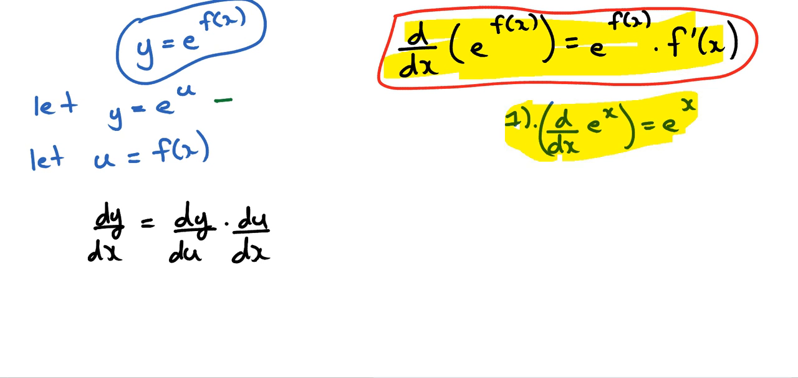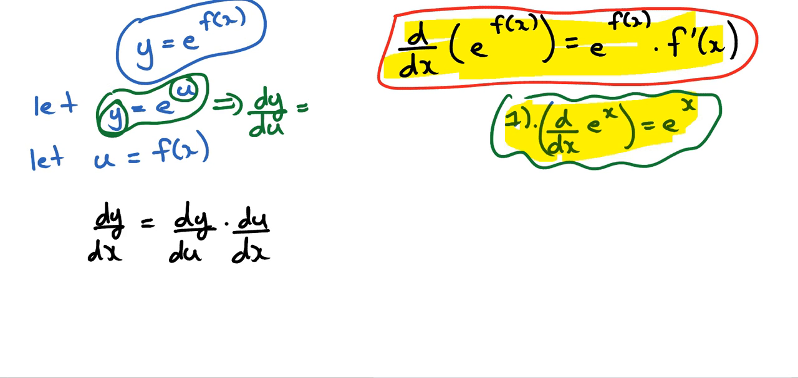So let's take the derivative of y equals e to the u. Since there's a y there, I'm taking the derivative of y with respect to the letter u, because I have the letter u there. So dy by du in this case is e to the u, so that won't change. Now for my next statement, u equals f of x, the derivative of u with respect to x, because there's an x there, is just going to be f prime of x.